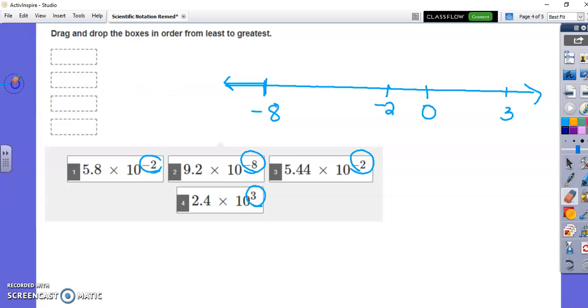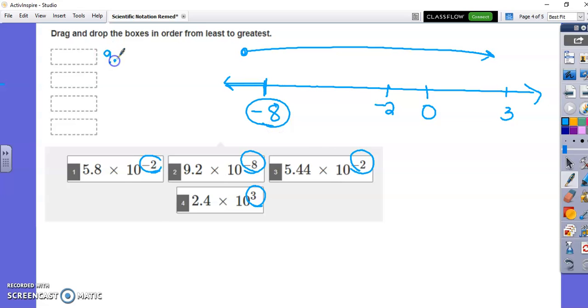So when you think about small numbers, the smallest numbers are always going to be towards the left-hand side. Numbers get larger as you're going to the right. So the number that is farthest to the left is -8. So that's going to be our smallest number. So what should be dragged and dropped into this box would be 9.2 times 10 to the -8. The next smallest number we get to is going to be -2.